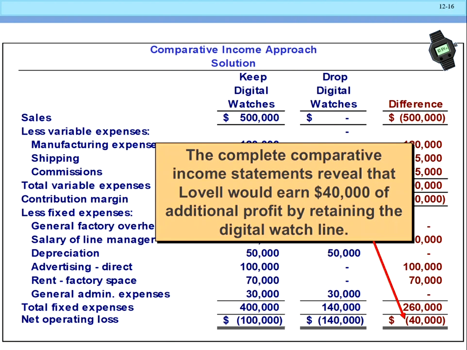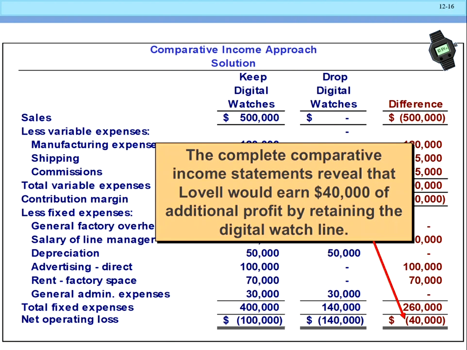So if this division is closed, then it means the 40,000 now should come from elsewhere within the remaining divisions, which means the loss is now increased from 100,000 to 140,000. So within this analysis, we can then say the division should be kept open.